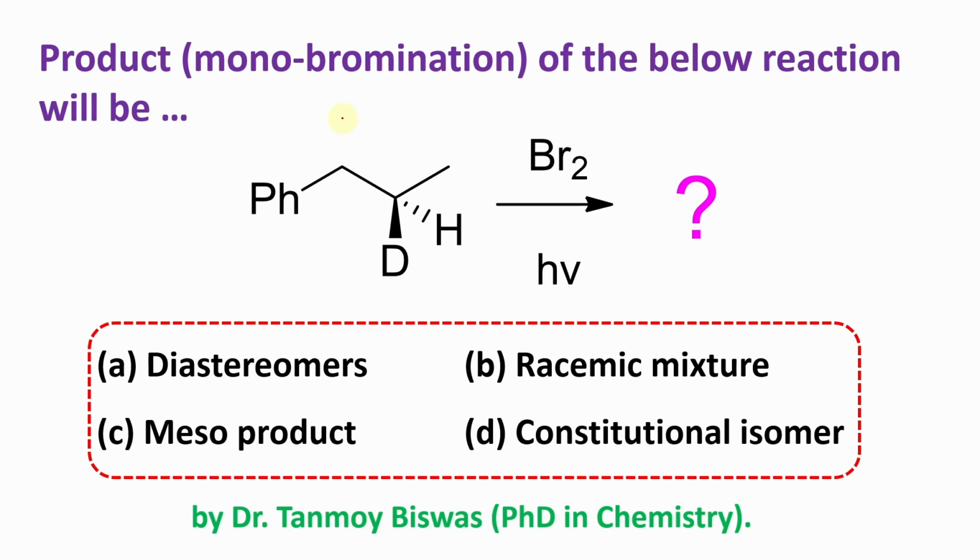Today's topic of discussion is one MCQ. I'll say easy MCQ. So you have to say what is the product of this monobromination reaction. What is the nature of the product? I'll say diastereomer, racemic mixture, meso product, or constitutional isomer.